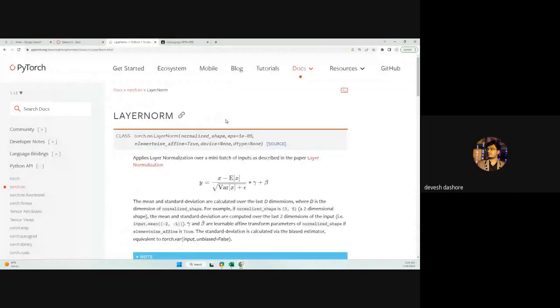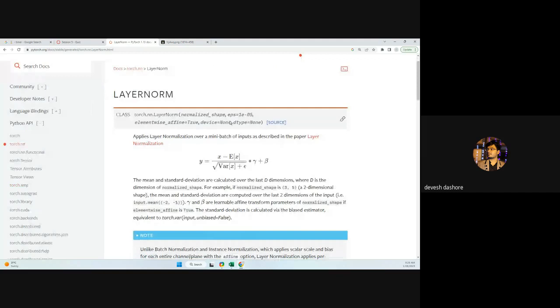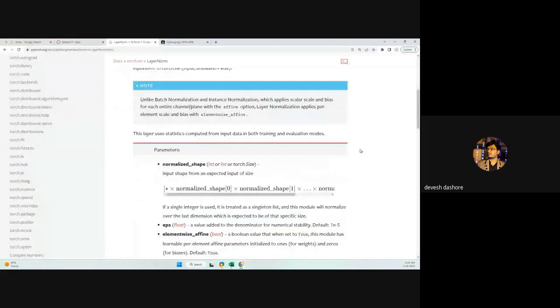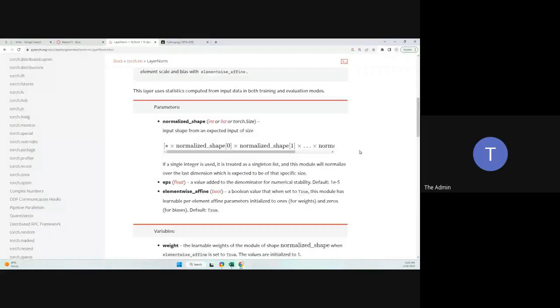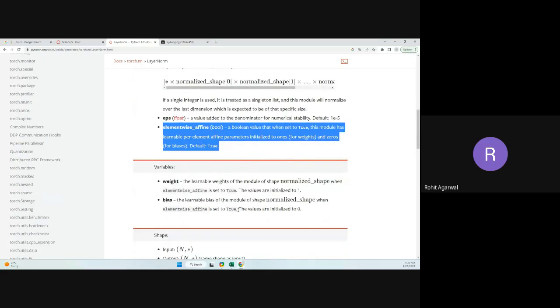Just one point. In layer normalization, I set elementwise affine to false so that it was not generating a lot of parameters. That's what I did for training the model, because it was shooting up to 66K parameters. Yeah, because if you see elementwise affine, a Boolean value, when set to true, this module has learnable per-element affine parameters initialized to ones and zeros. So this needs to be false. Okay, maybe I will try with that.